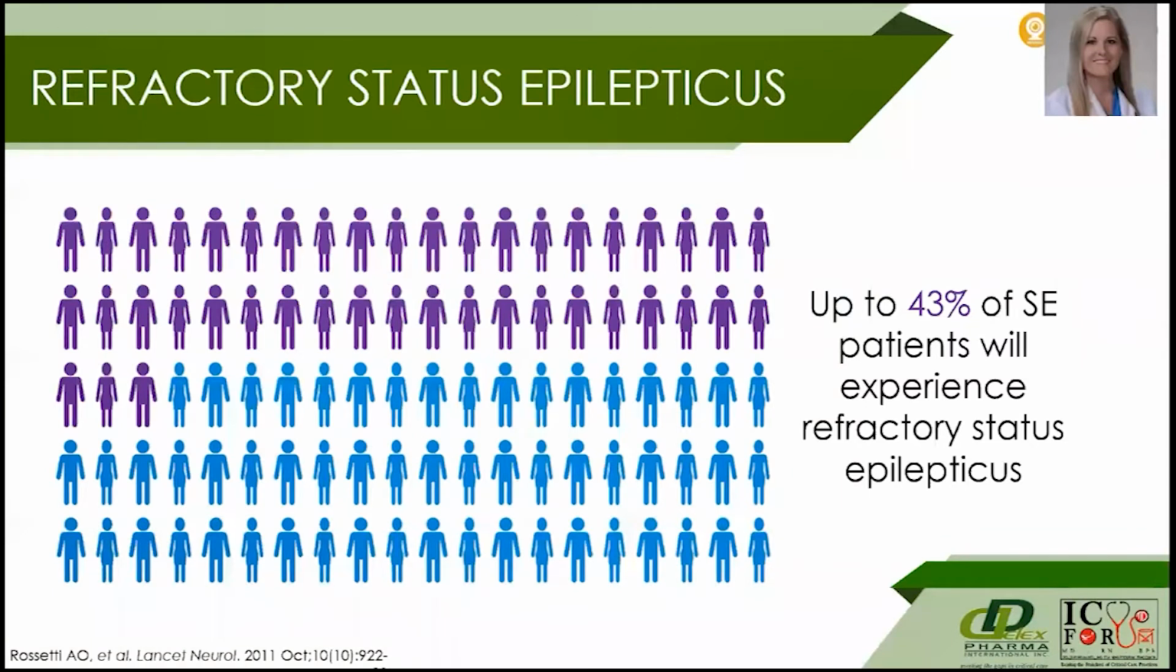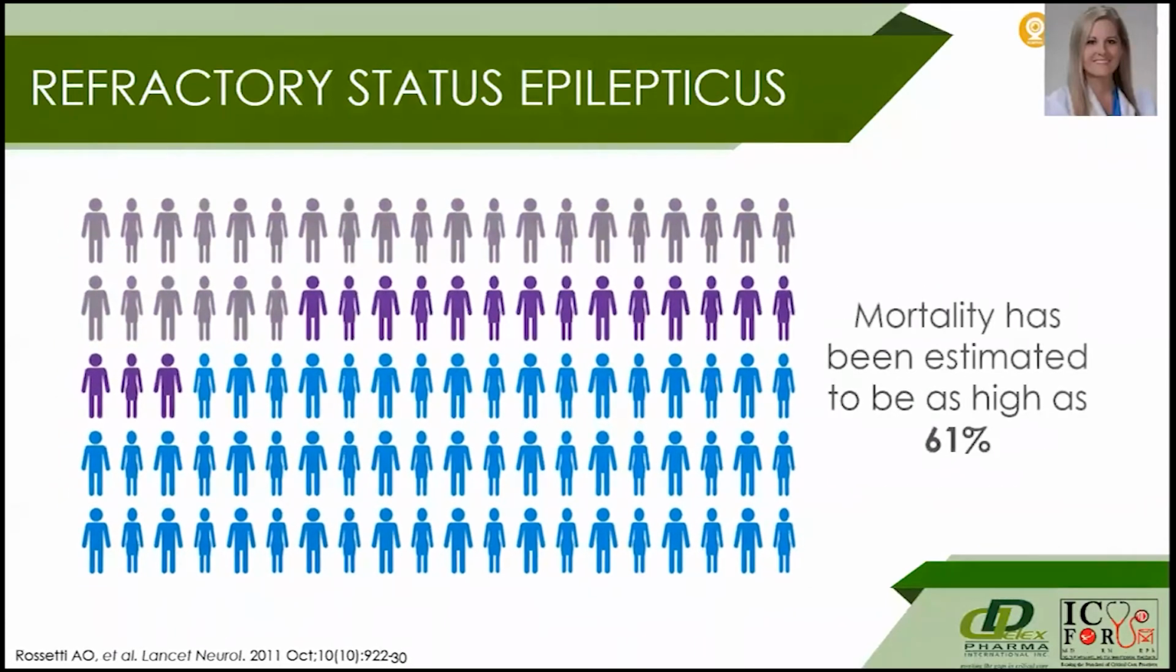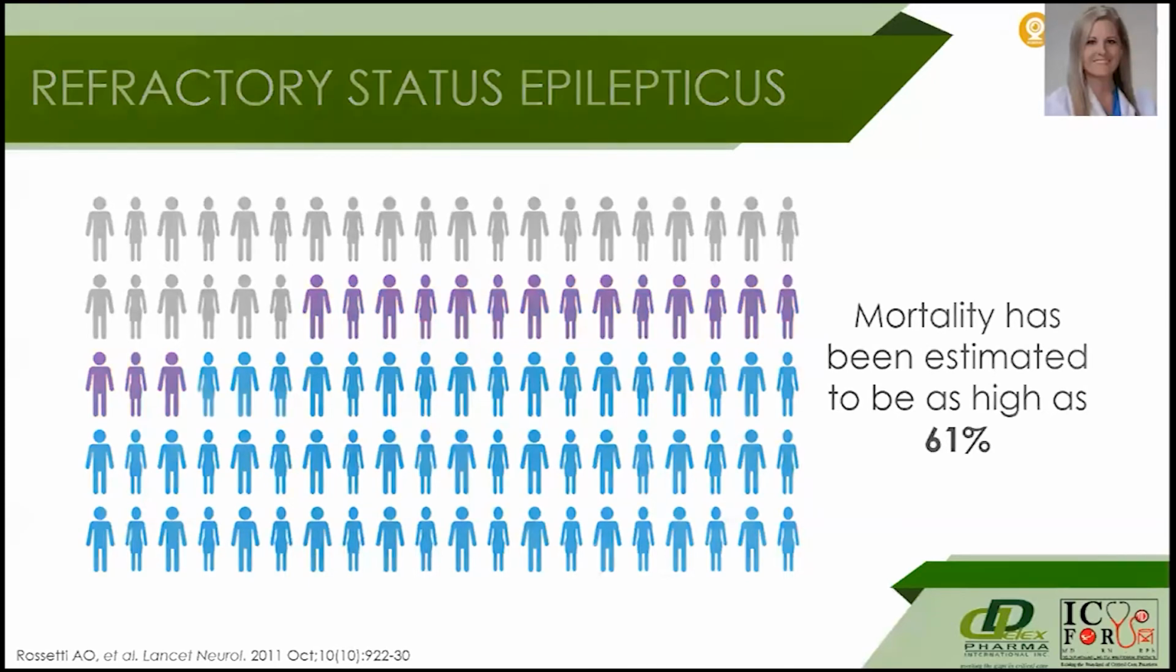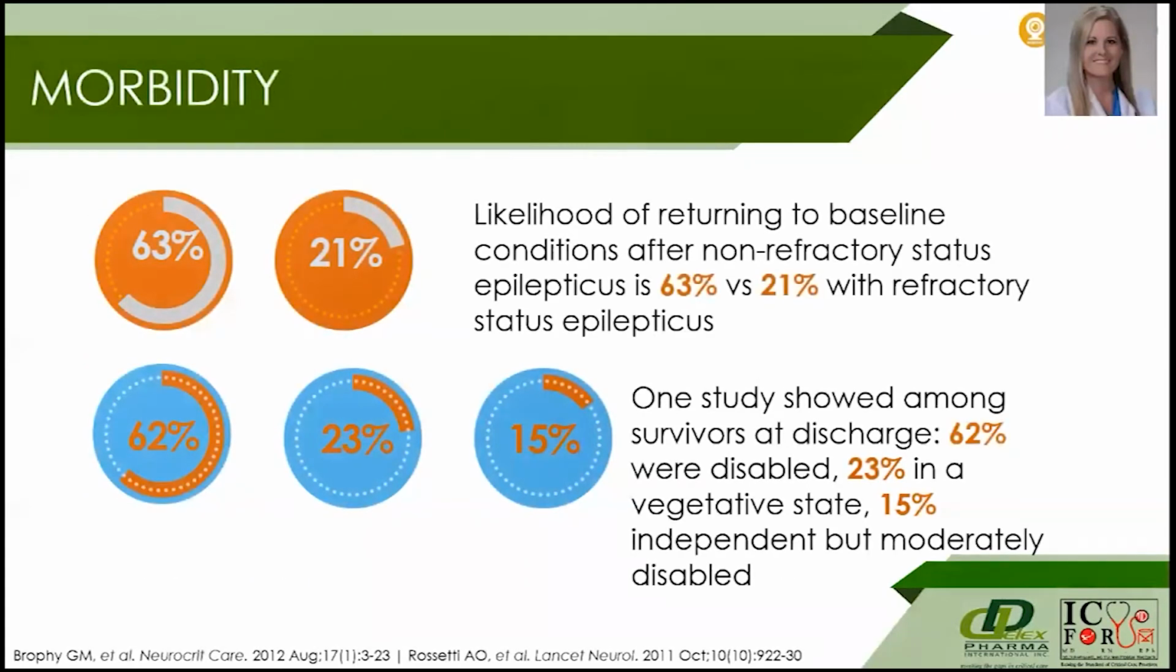Up to 43% of status epilepticus patients will experience refractory status. Mortality has been estimated to be as high as 61%. The likelihood of returning to baseline conditions after non-refractory status is 63 versus 21% with refractory status epilepticus. One study showed among survivors at discharge, 62% were disabled, 23% in a vegetative state, and 15% were independent but moderately disabled.